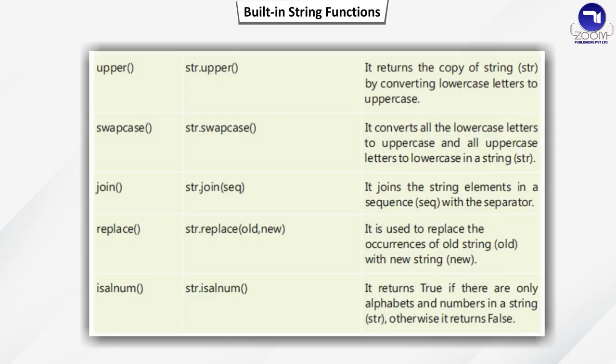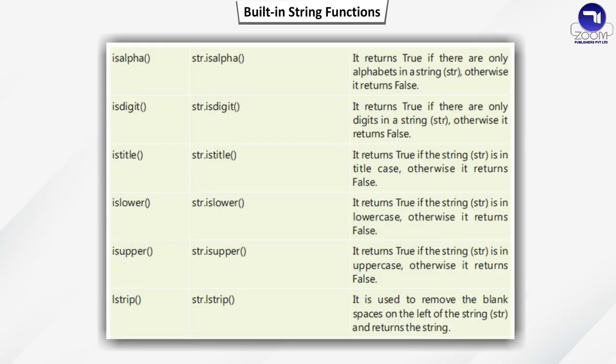Is_al_num. str.is_al_num. It returns true if there are only alphabets and numbers in a string str, otherwise it returns false. Is_alpha. str.is_alpha. It returns true if there are only alphabets in a string str, otherwise it returns false. Is_digit. str.isDigit. It returns true if there are only digits in a string str, otherwise it returns false.